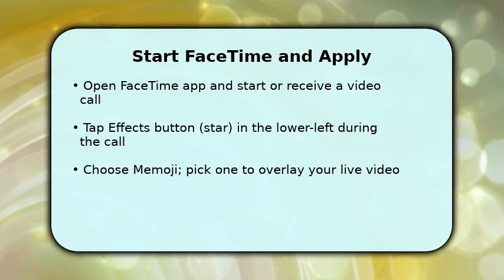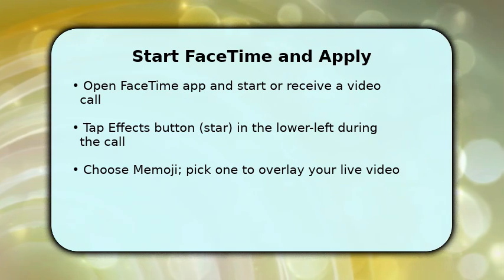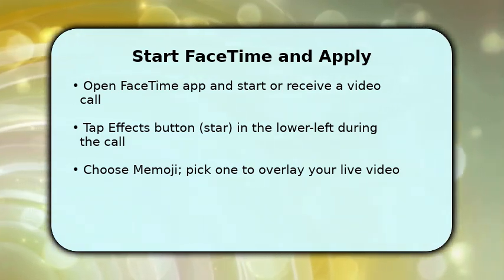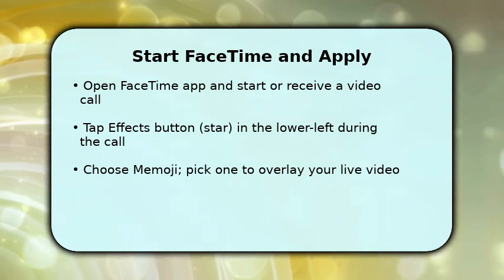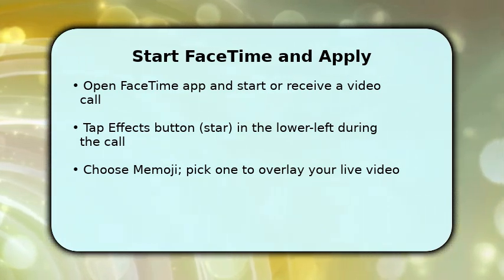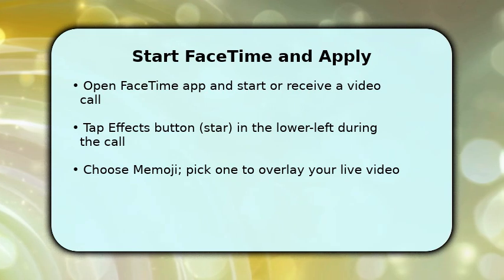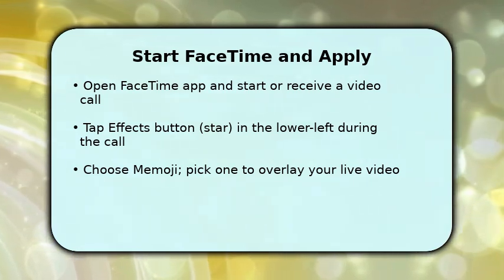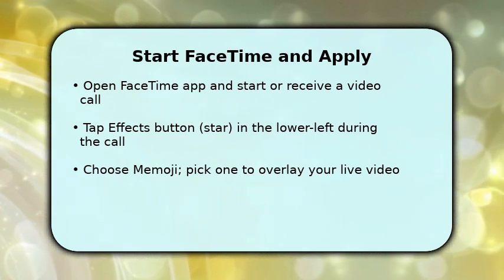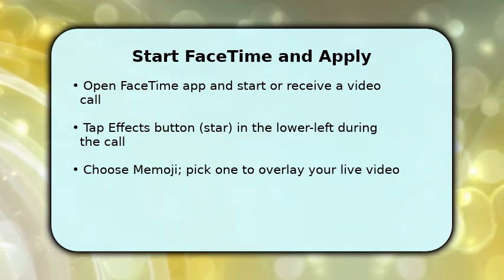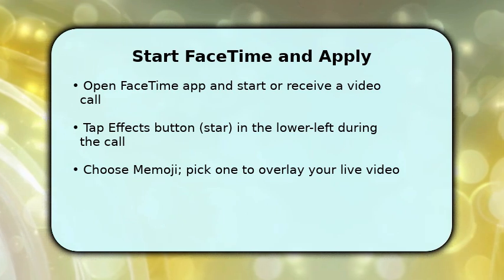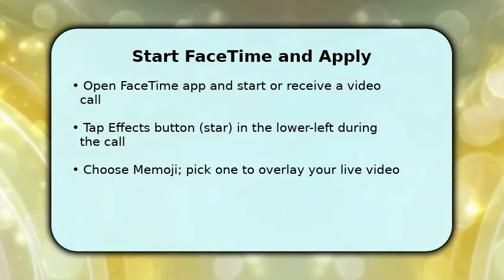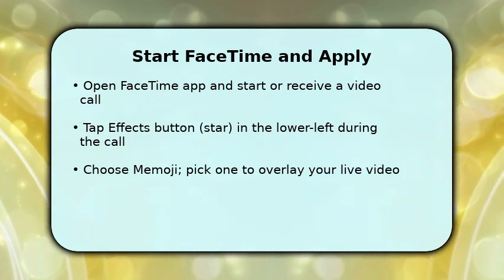Once you're on a FaceTime video call, tap the Effects button. It looks like a star in the lower left corner. You'll see 3 sections: Filters, Text, and Memoji. Select Memoji to view your saved characters. Tap the Memoji you want and it will track your face in real time. If your expression changes, the Memoji mirrors it. Make sure the camera has clear lighting and your face is centered, because FaceTime uses facial landmarks to map features accurately for a natural result.